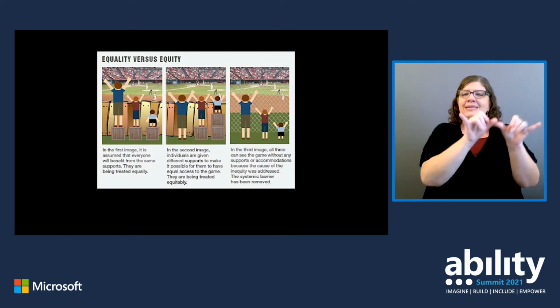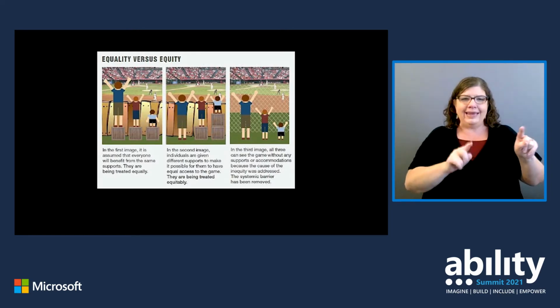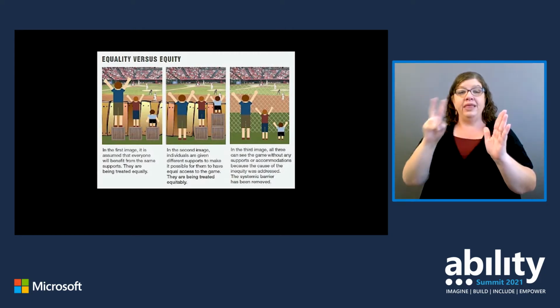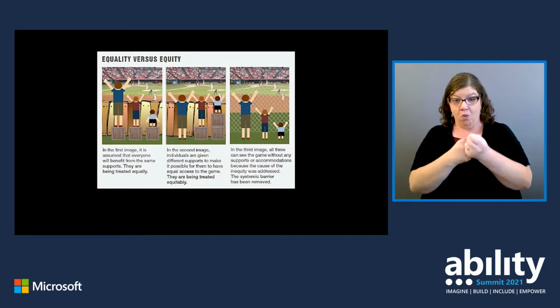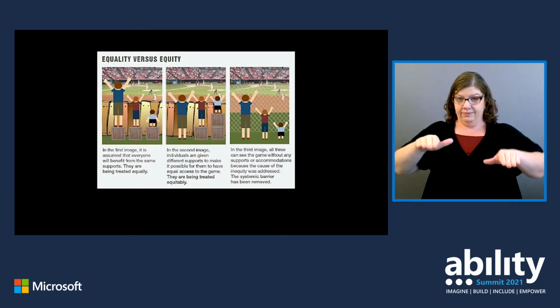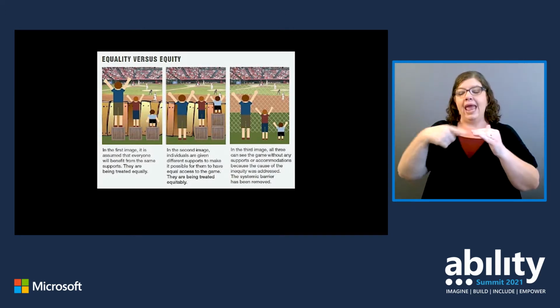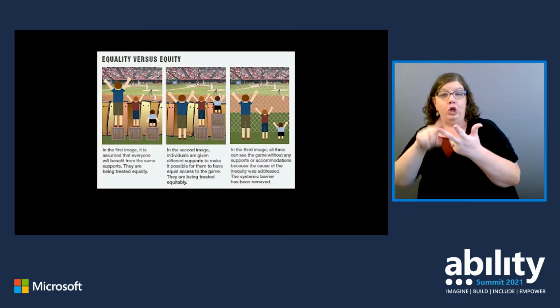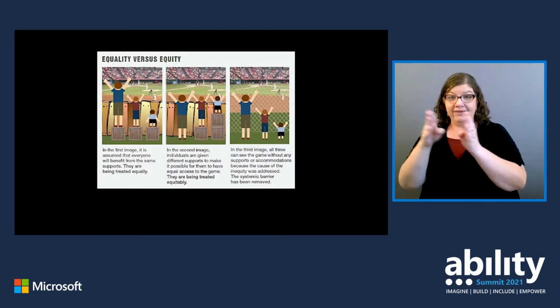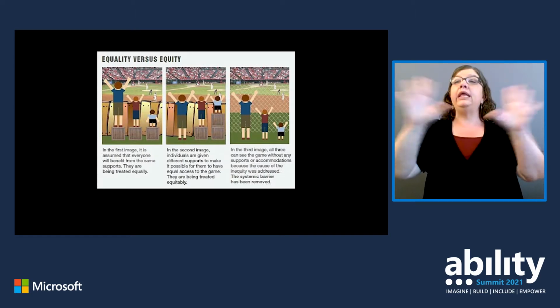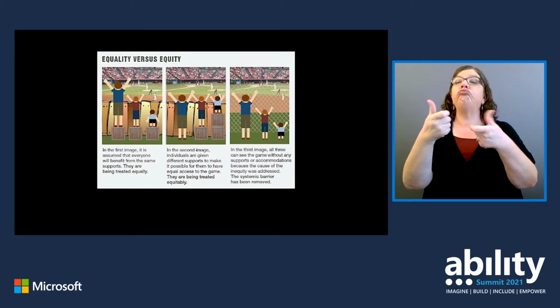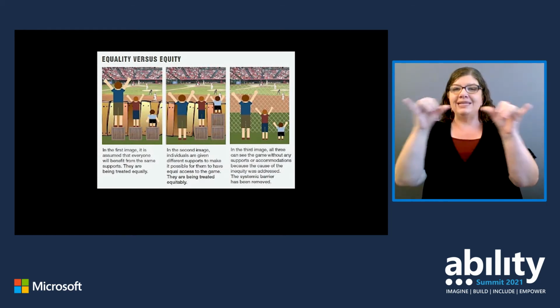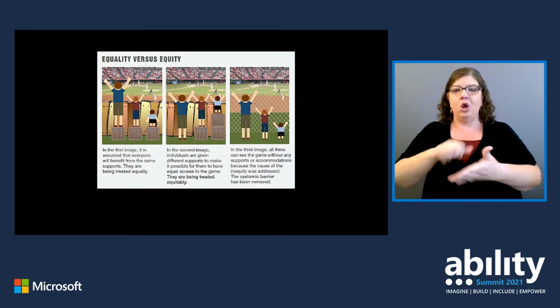This first image, you see all of the kids with the same block, but they're not all the same size, so they can't equally access the game. And the second image, these individuals are given different supports to make it possible for them to engage and have access, and so they're being treated equitably. While the third image, you see that all three individuals can equally see and engage in the baseball game without supports or accommodations, because that systemic barrier was removed.